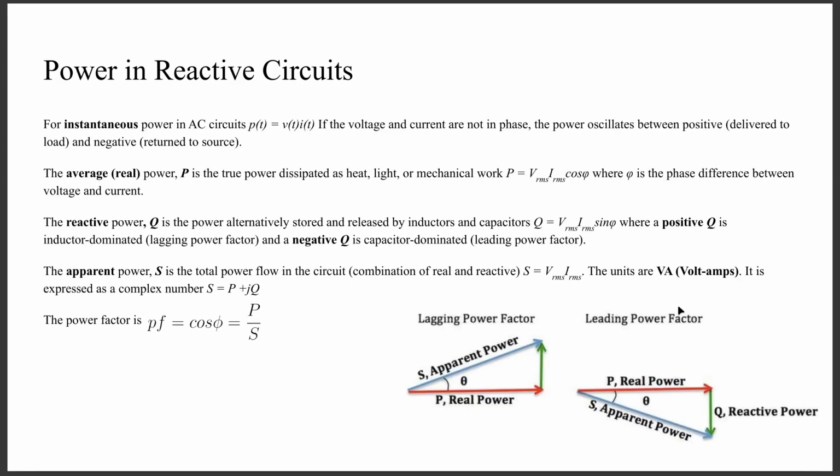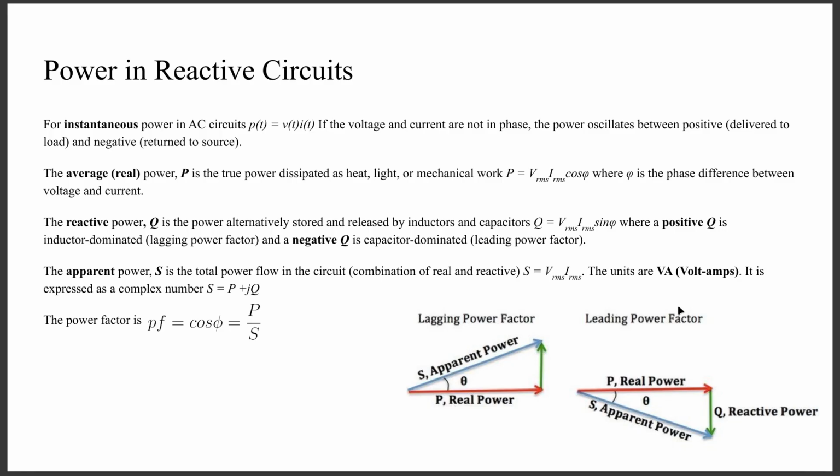For instantaneous power in AC circuits, p of t is equal to v of t times i of t. If the voltage and current are not in phase, the power oscillates between positive, delivered to load, and negative, returned to source. The average real power, P, is the true power dissipated as heat, light, or mechanical work. P is equal to V RMS times I RMS cosine phi, where phi is the phase difference between voltage and current.